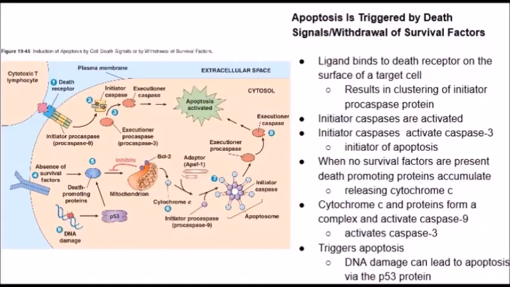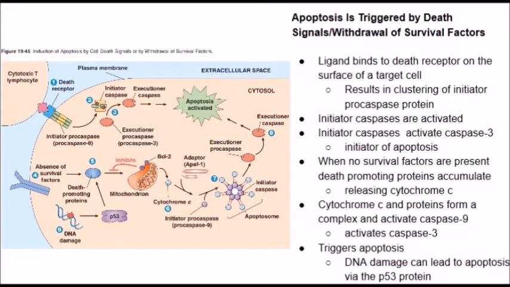Apoptosis is triggered by death signals or withdrawal of survival factors. The ligand binds to the death receptor. This process clusters the initiator procaspase. Then the initiator procaspase becomes activated. Once the initiator becomes activated, the executioner procaspase initiates apoptosis.